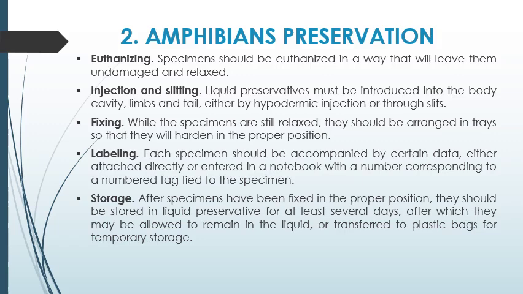Number 2 step is injection and slitting. Liquid preservatives must be introduced into the body cavity, limbs and tails either by hypodermic injection or through slits. Number 3, fixing. While the specimens are still relaxed, they should be arranged in trays so that they will harden in the proper position. So fixing means putting the specimen into its relevant tray so that when the body starts hardening, it will be in a proper position.